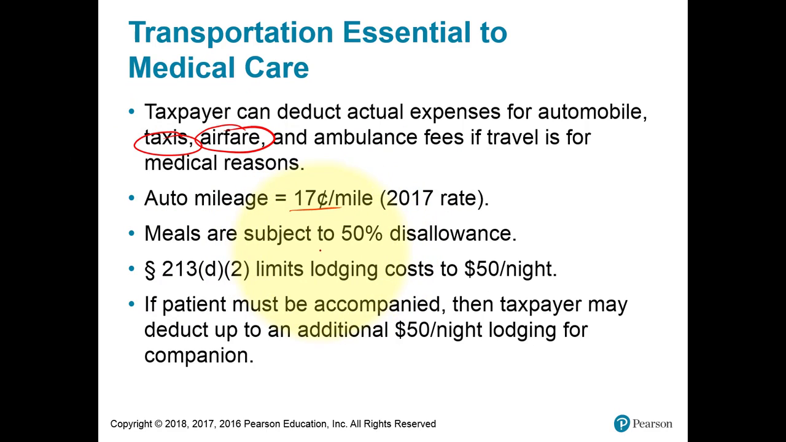If you have to travel away from home, any meals you incur, up to 50%, assuming it's ordinary and not extravagant. In the case of lodging, it's just limited to a maximum of $50 a night. You also can count the cost of travel for another person if you need help. So subject again to these limitations up here per person.